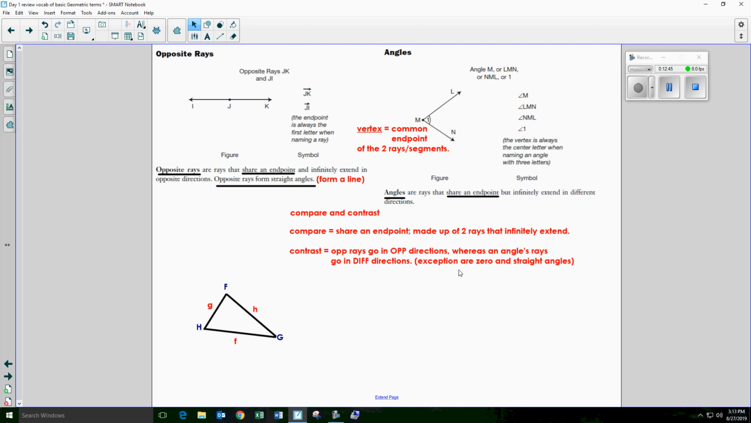As I point out here, the exceptions to this being different directions would be a zero angle or a straight angle. And we'll see that coming. We saw the straight angle here. We'll see the zero angle coming up.